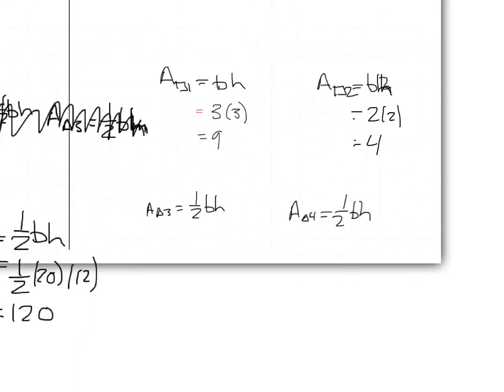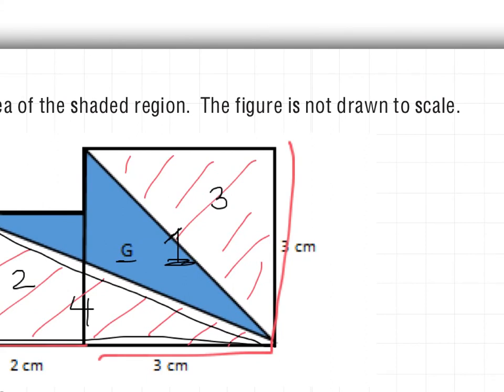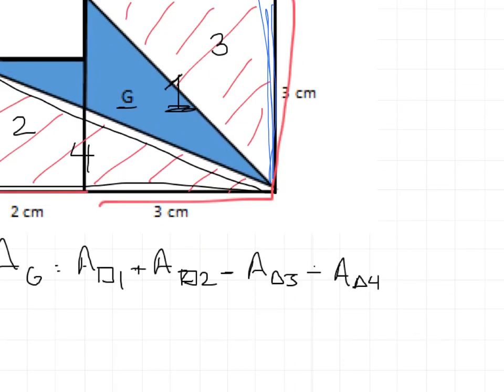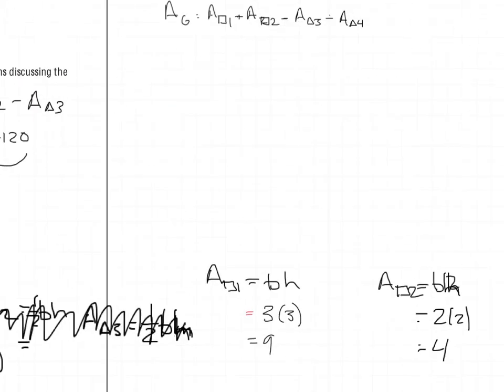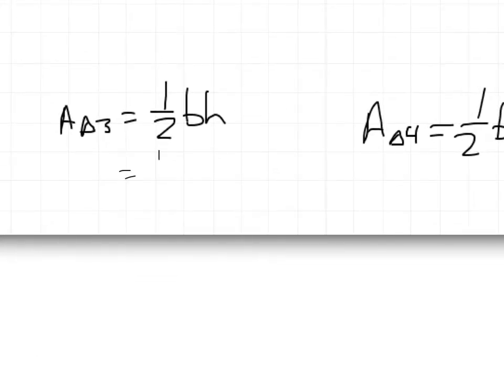Looking at my area of my third triangle, my triangle 3, I can see that it has a base that's the same as the rest of this rectangle, so this is going to be 3 centimeters, and a height also of 3 centimeters. So this is going to be 1/2 of 3 times 3. Put into my calculator, should have given you 4.5.